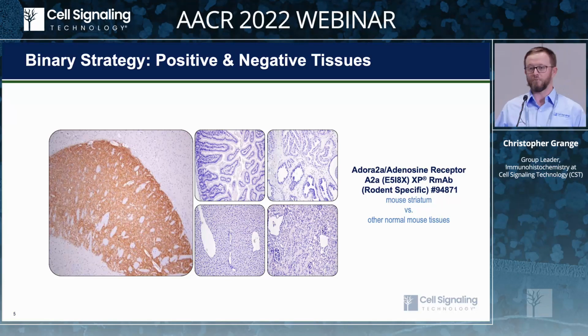When we look at the binary model, we see nice staining in the striatum of the mouse brain, and the rest of the mouse tissues that we've tested are clean. But as you all likely know, there are many more difficult targets to validate, and for those targets, we require more complex strategies.